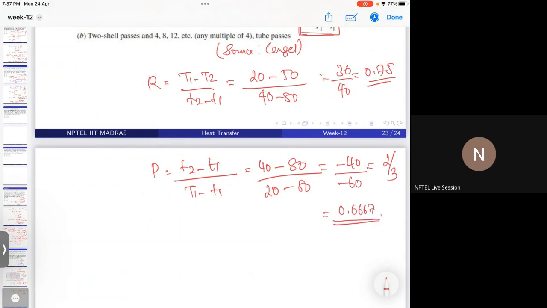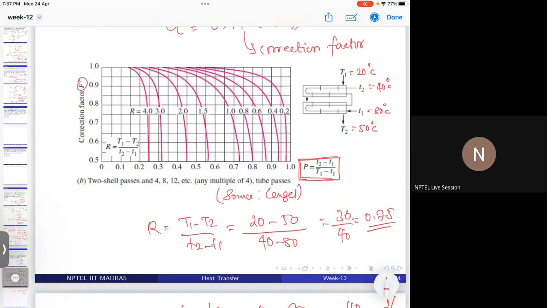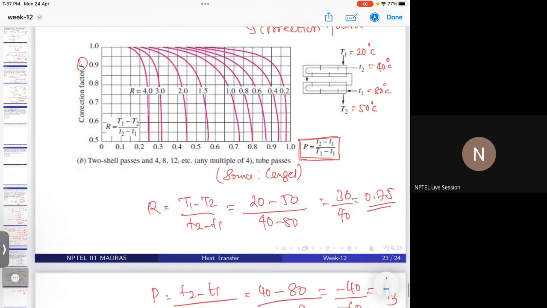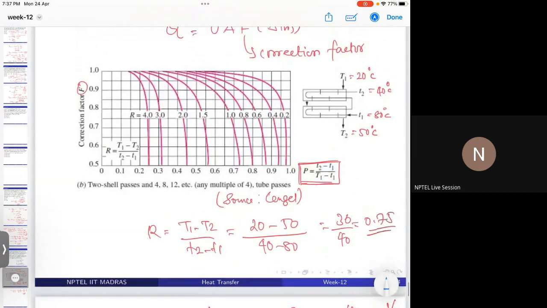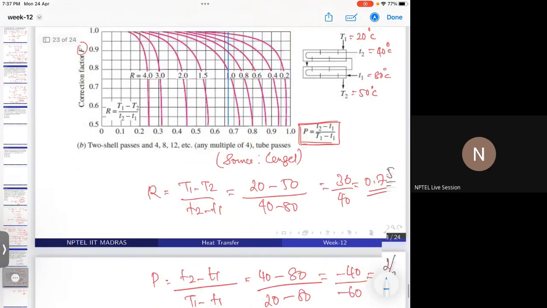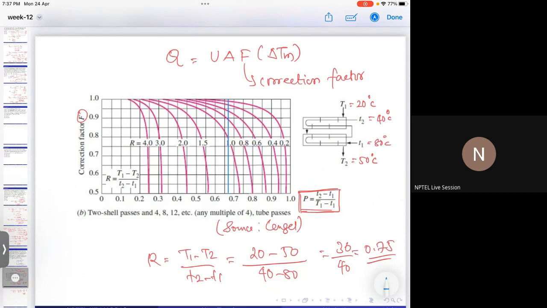Okay. So now you can plot. First, we will take P, which is 0.6667. This is close to here. This is P, and what is R? 0.75. So this is 0.8 and 0.6. So in between, 0.7. So it will be close to some graph like this. We can take.